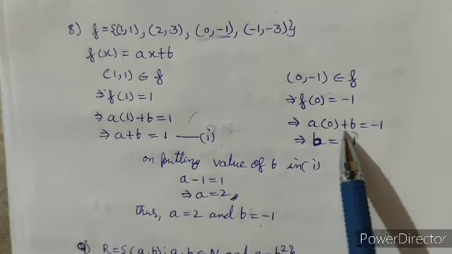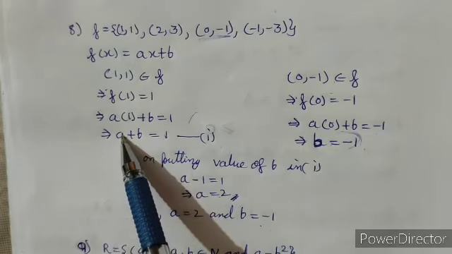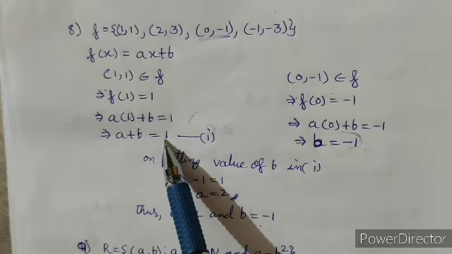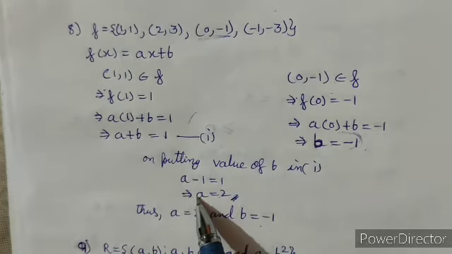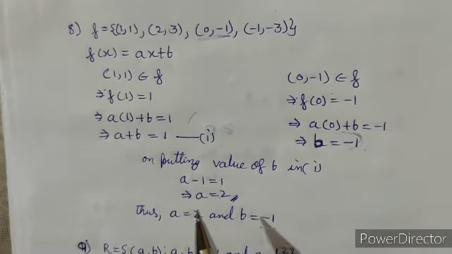Now on putting the value of b in equation first, a plus minus 1 will be equal to 1, and that will give us the value of a as 2. Thus a is equal to 2 and b equals minus 1.